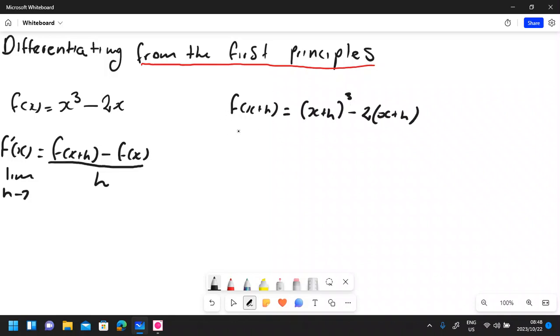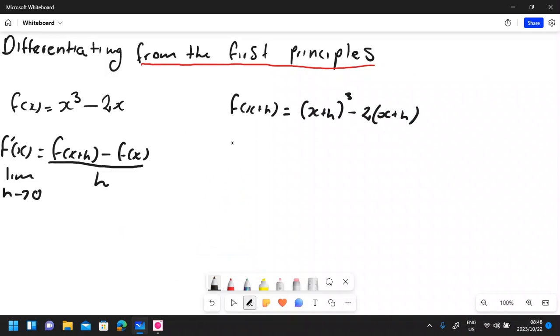Now before you use the binomial theorem, you need to know the formula. Remember the formula for the binomial theorem. Let me just write it here underneath.